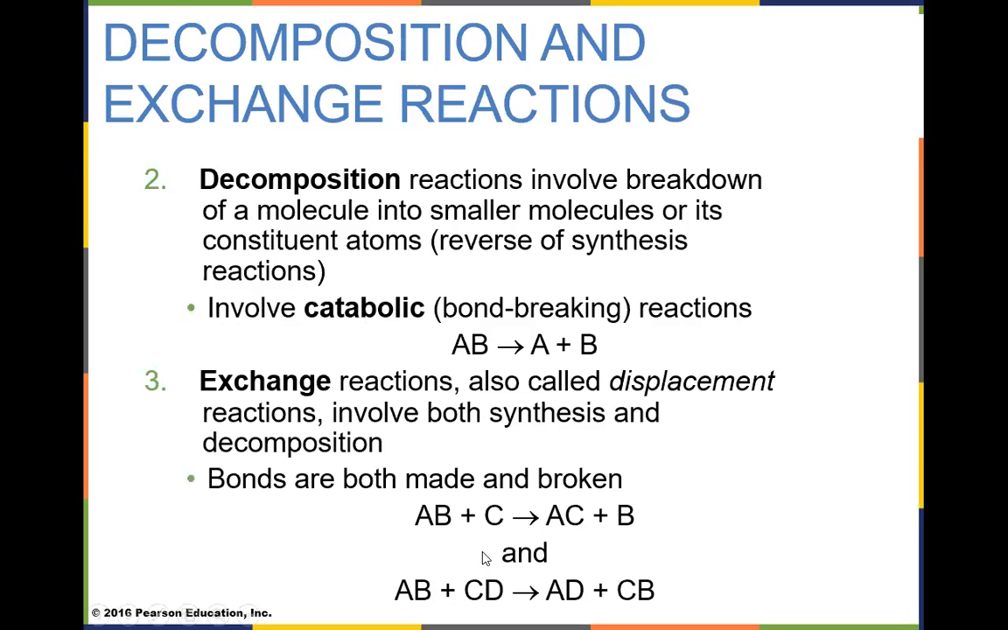Now, the second type of reaction is the decomposition reaction. Decomposition reaction is where we break things down. You know, we take a large molecule or a large compound and reduce it to simpler forms. This decomposition reaction gives off energy, and we call it a catabolic reaction. We break bonds. Anabolic reactions build bonds and require energy. Catabolic reactions break bonds and give off energy.